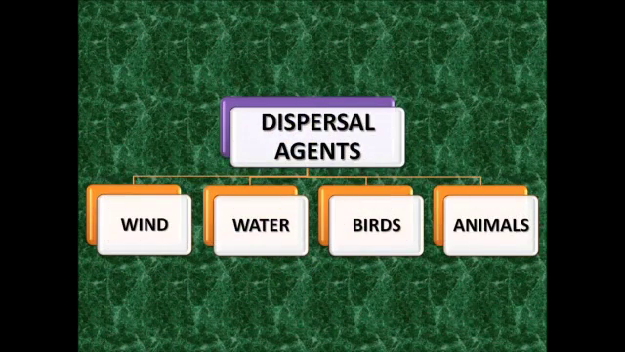Okay, next is dispersal agents. Look students, seeds can be dispersed by wind, water, birds and animals. And all these, wind, water, birds and animals, are known as the dispersal agents through which seeds are dispersed.